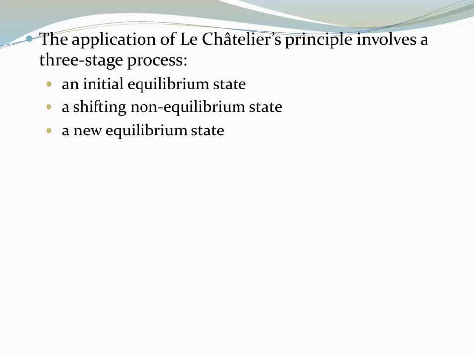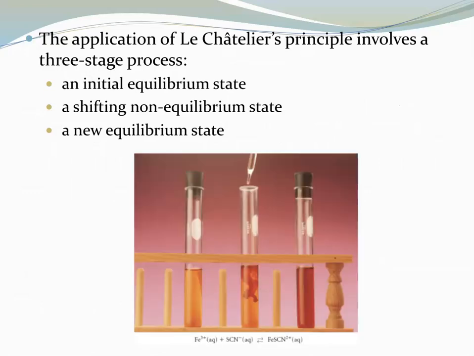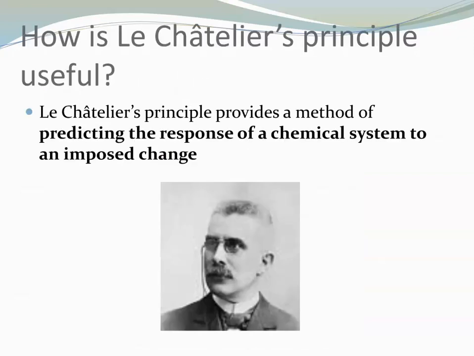Le Chatelier's principle involves a three-stage process. There is the equilibrium state, the shifting non-equilibrium state, and a new equilibrium state. Le Chatelier's principle allows us to predict the response of a chemical system to an imposed change.